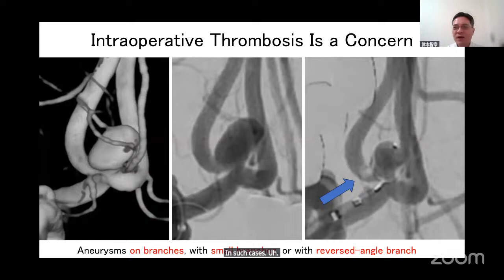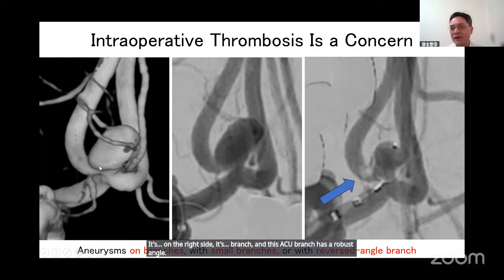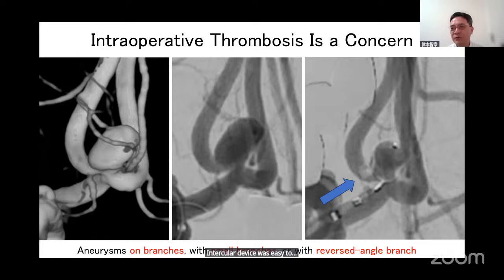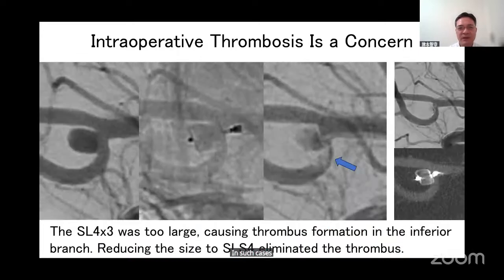This ACOM aneurysm is on the right A1 branch, and this branch has a reversed angle. The intrasaccular device easily protruded into the parent artery, and thrombus occurred. So intrathrombus thrombosis is a great concern in such cases.